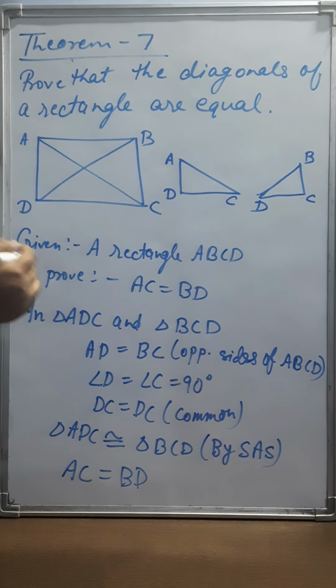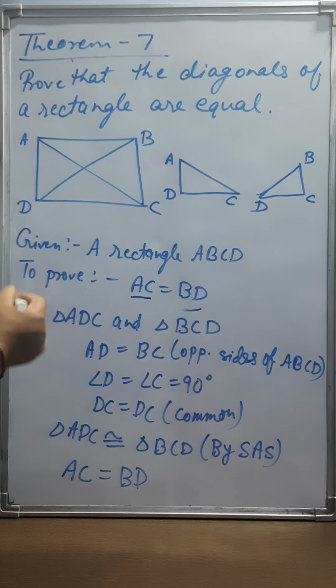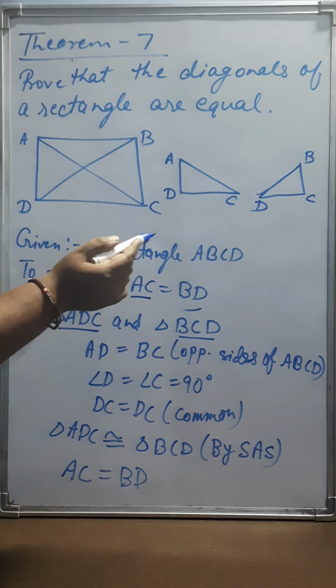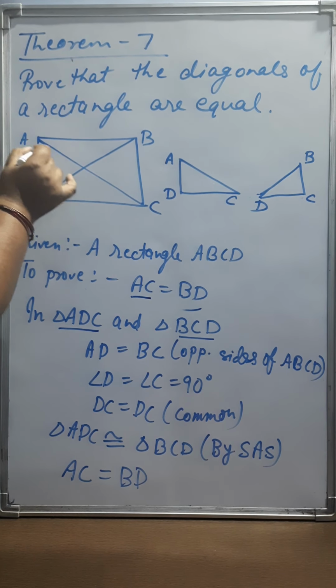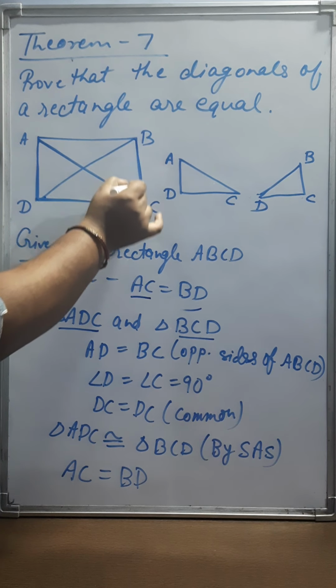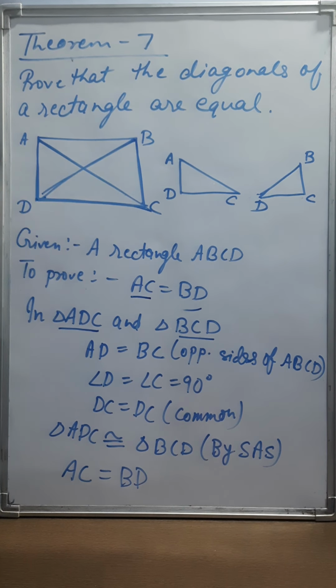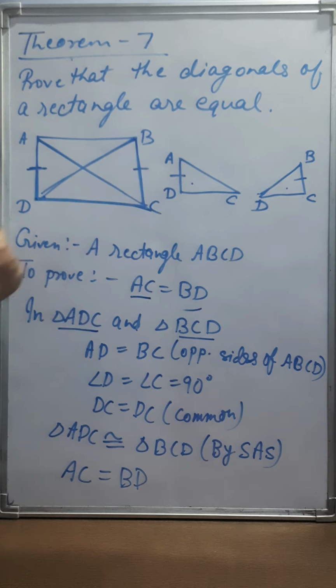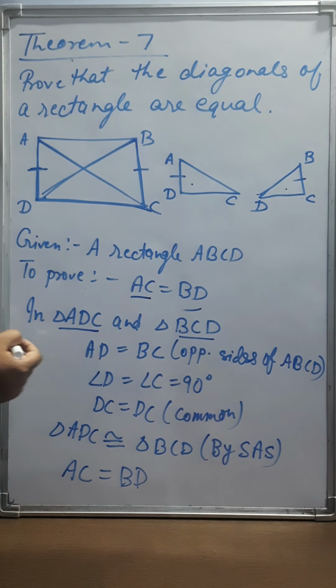So for proving diagonals are equal, we have chosen the triangles ADC and BCD. I made both the triangles separately. This is ADC and this is triangle BCD. Look at these two triangles. So AD, will it be equal to BC? What's the reason behind it? Both are opposite sides of rectangle ABCD. Since rectangle ABCD is a type of parallelogram, its opposite sides will be equal.